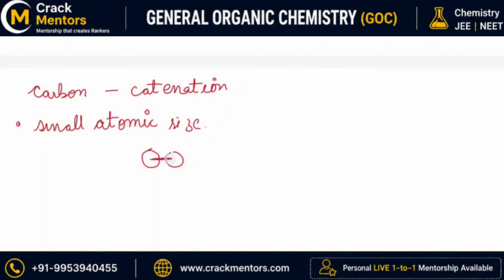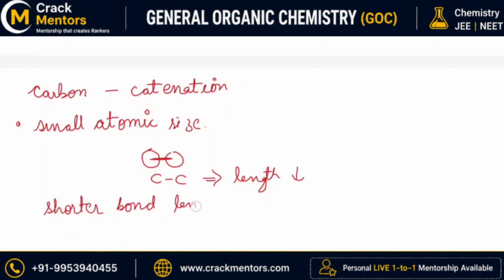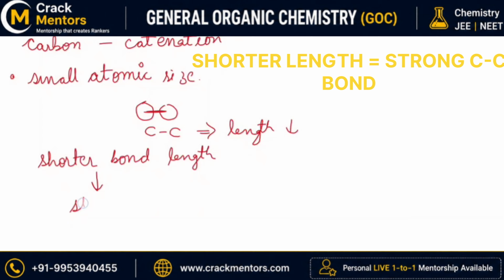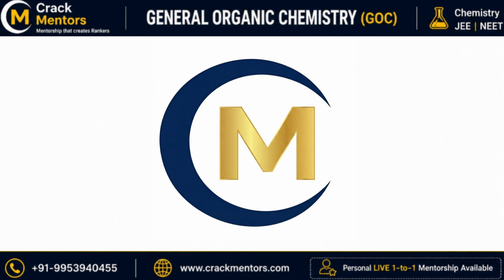The carbon atom is very small, so the carbon-carbon bond length is very small. Fine. So what happens? Shorter bond length is there, and shorter bond length means stronger bond.